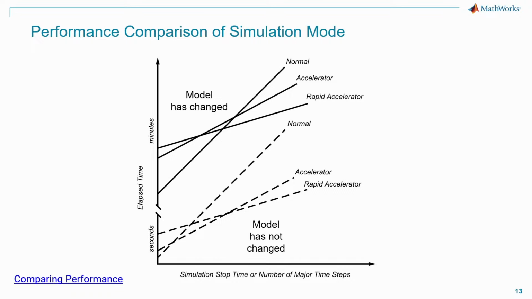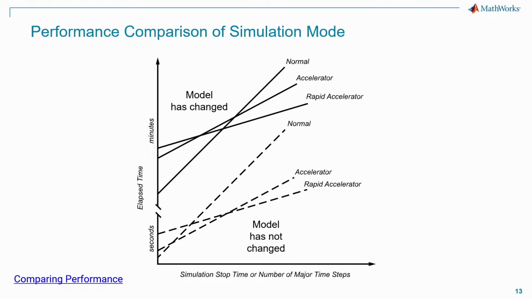So let's take a look at an example of how these different simulation modes perform. Guy was showing this little figure before, and now we have it a little bit larger, and we can look at more detail. On the x-axis, we have the simulation time, basically the number of steps that we're taking in the simulation for our whole simulation stop time. And on the y-axis, we have the elapsed time in the real world, basically the clock time.